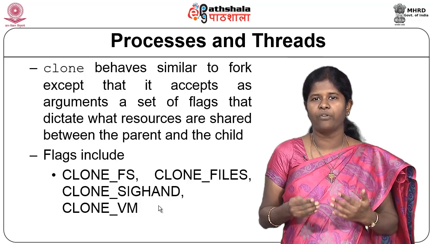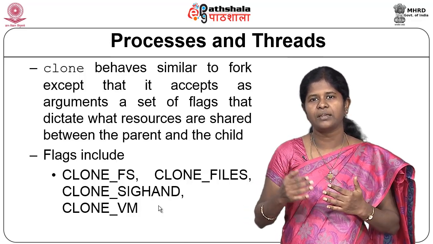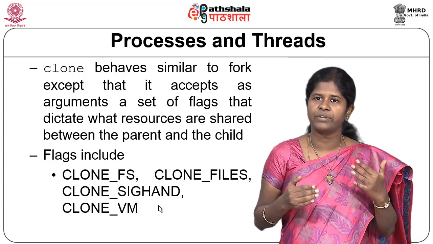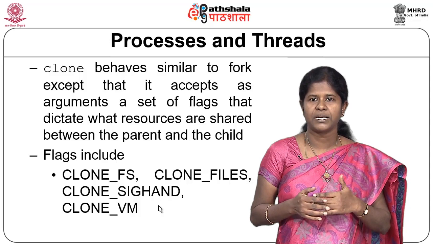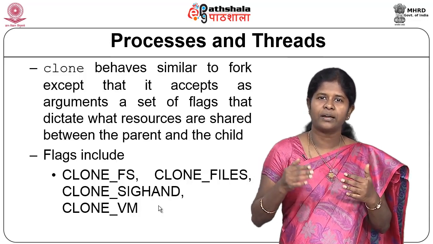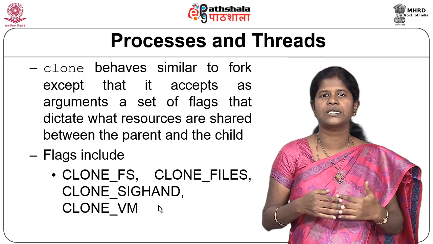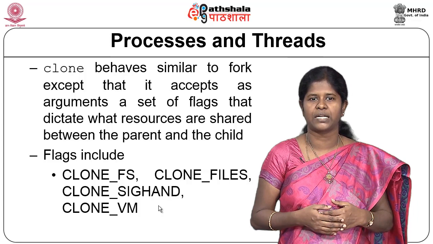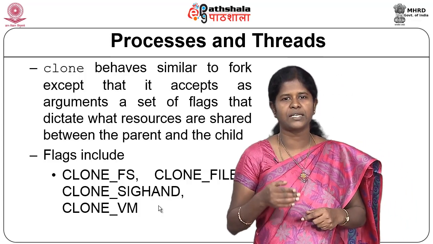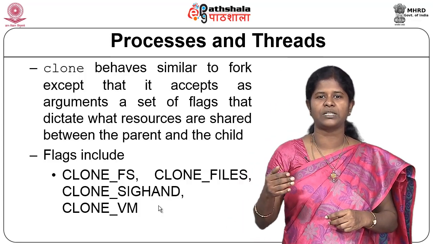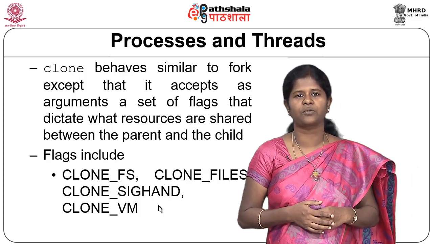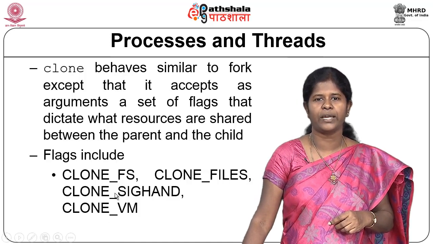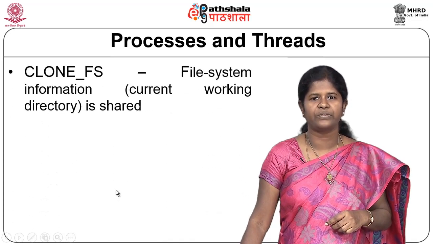When you are using fork, by default the child gets a copy of the parent, that is, the resources of the parent are copied for the child process. But when you are using clone, the arguments decide which resources need to be copied for the child process and which resources can be shared by the parent and the child. So, the flags which can be given as arguments to this clone system call are CLONE_FS, CLONE_FILES, CLONE_SIGHAND and CLONE_VM. Now, we will see what each one of these is.